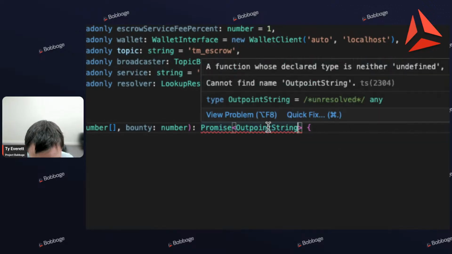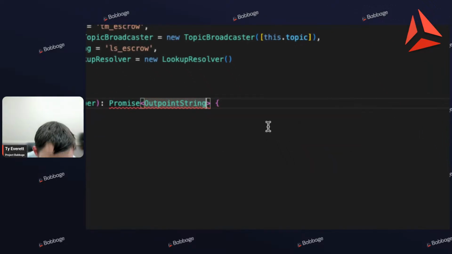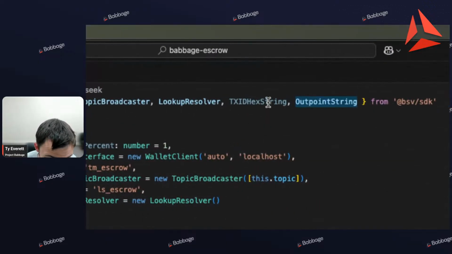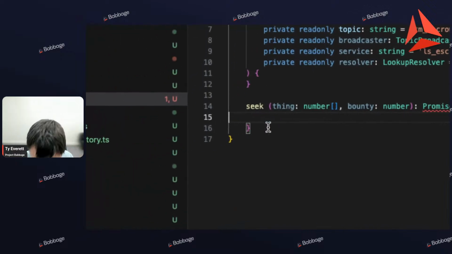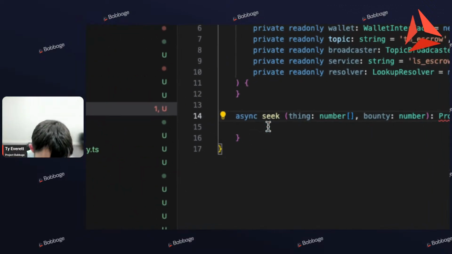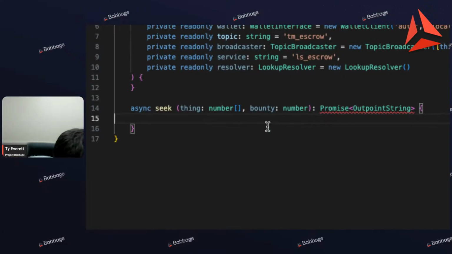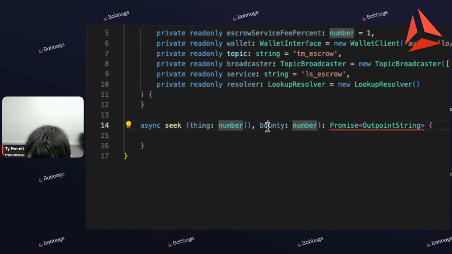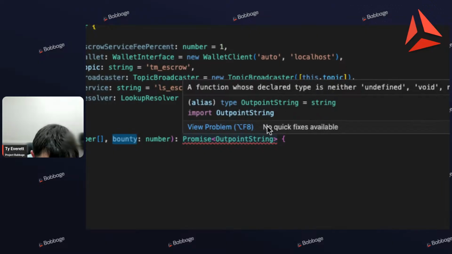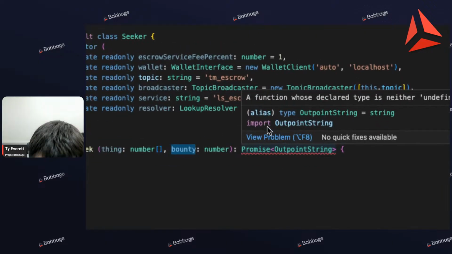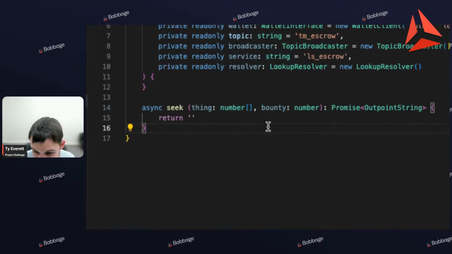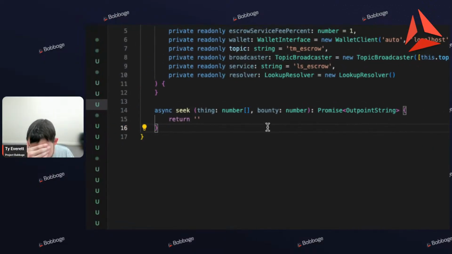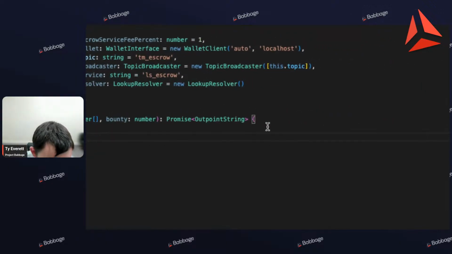Right, and I presume this isn't imported. And we're going to import all manner of things, so just bear with me. I promise that if I, right, so this is an async method rather. If I have a thing and a bounty, then I can get an outpoint that says now there's this contract on the overlay.